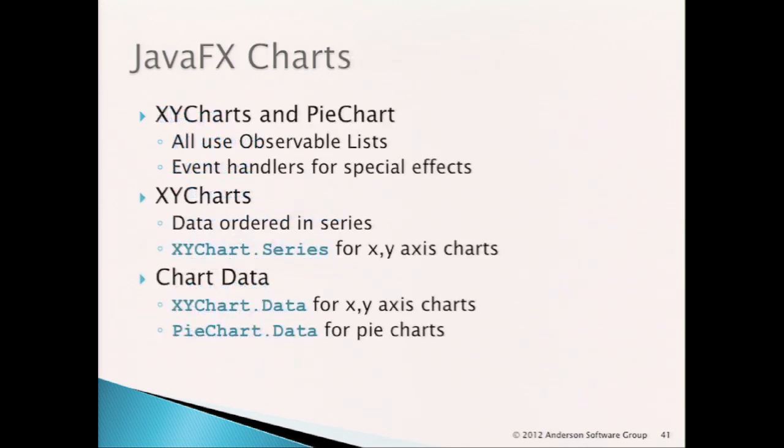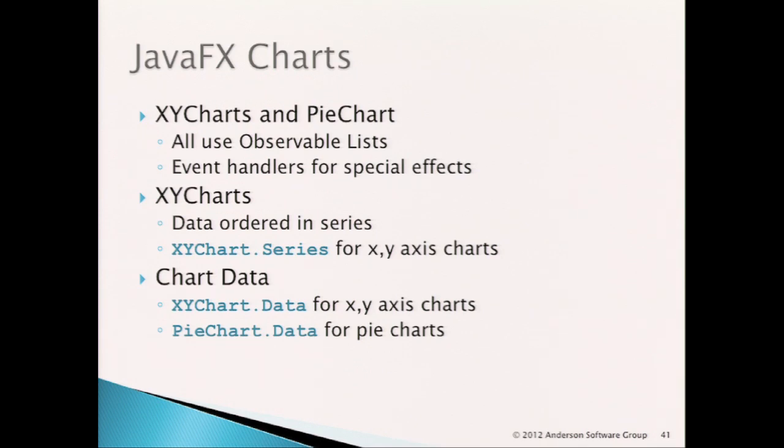Okay? So let's talk about the pie chart. Let's talk about JavaFX charts in general first, okay, and give you some general ideas about what you can do with them here. First of all, the charts use observable lists, okay? So that means that you can use binding and properties and everything that we showed you earlier in this talk. That also means that you have event handlers for special effects, and you saw some of those special effects that we did, drop shadows and animations and things like that.